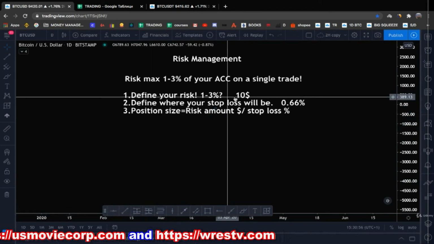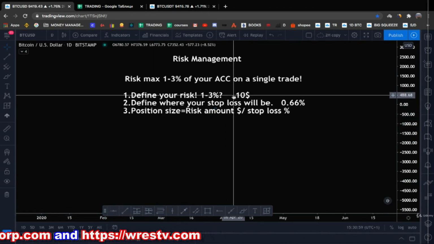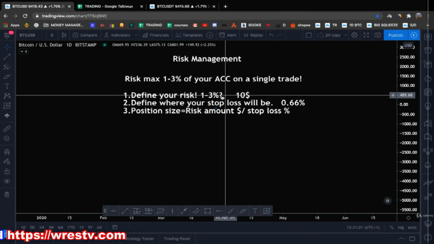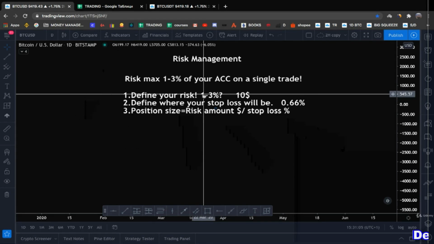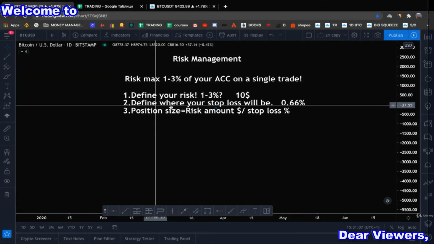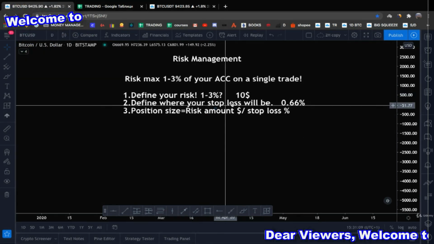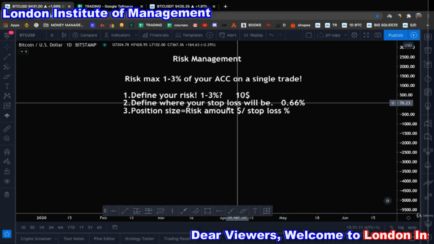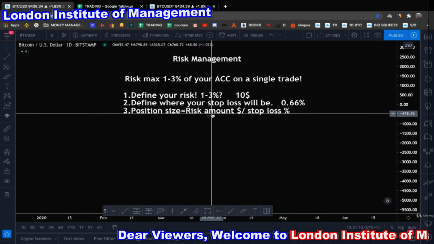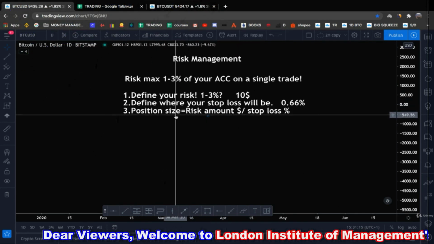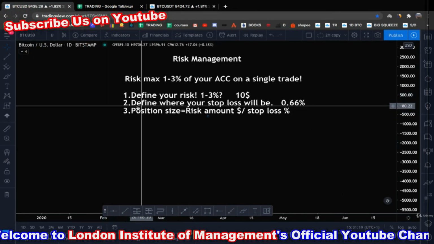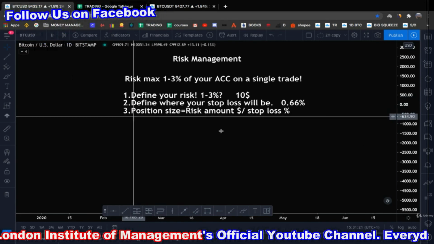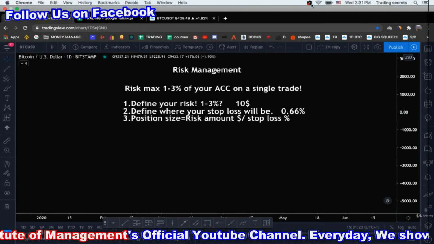So first one, define your risk. You already know how to calculate that. Simply multiply your account size by 0.01. Second one is to define where your stop loss is going to be. This is before you enter the trade. And then simply calculate the position size. Once you know the position size, you are simply going to buy, then set your stop loss, just like I teach you to do, and that's it. Basically, you are set to go.